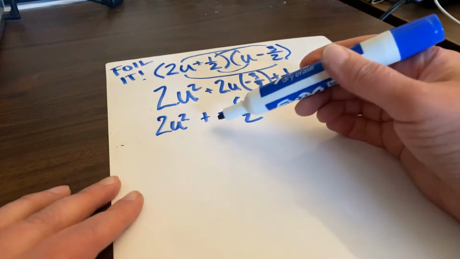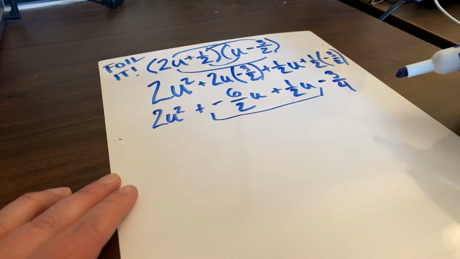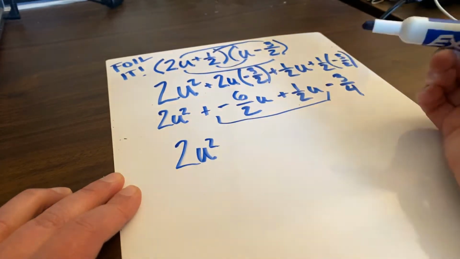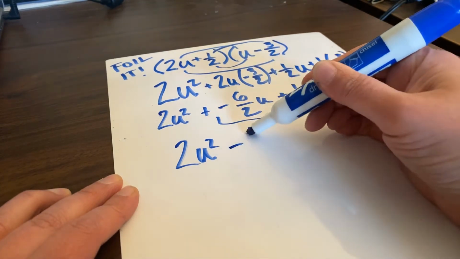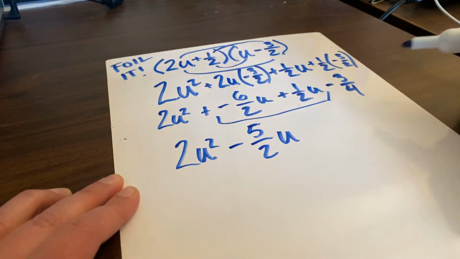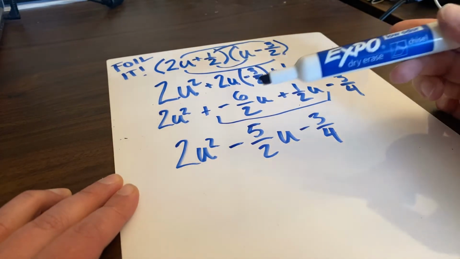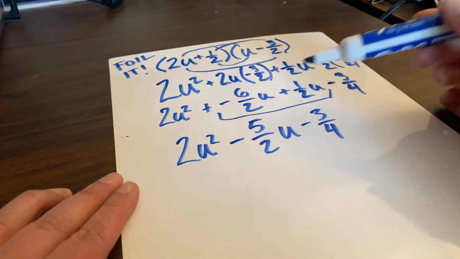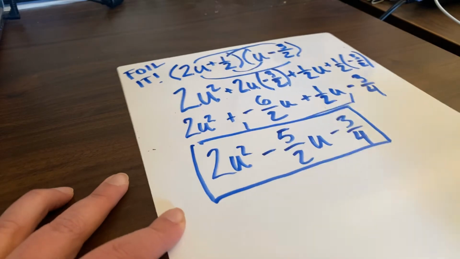The only simplifying we can do is adding like terms, which are the negative 6 halves u and the 1/2 u. So we'll bring down the 2u squared. Negative 6 halves u plus 1/2 u is negative 5 halves u. And then we have a minus 3/4. This is as far as we go. This is our answer, right? So we'll box that up, and we will move on to the next question.